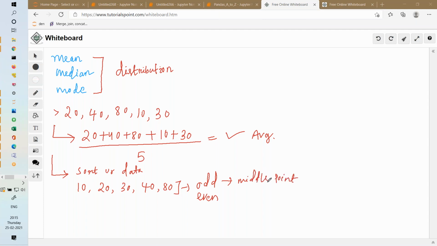Now if it is even, can anybody tell me how to find the middle point? Let's say a total of 6 values are present, how to find the middle point? Sum of the middle two divided by two. Right? Yes, sum, or maybe I will say average, right? Average of the two middle points, I will take. That is my middle point. So I think you already know about it. So what I will do here is I will select 30, because this is the middle point.